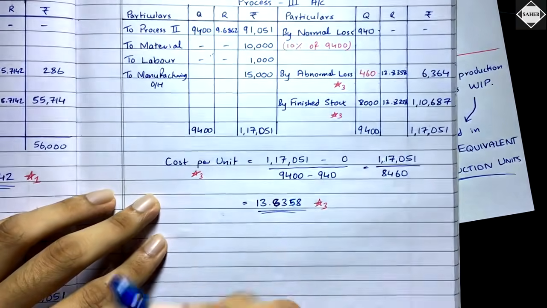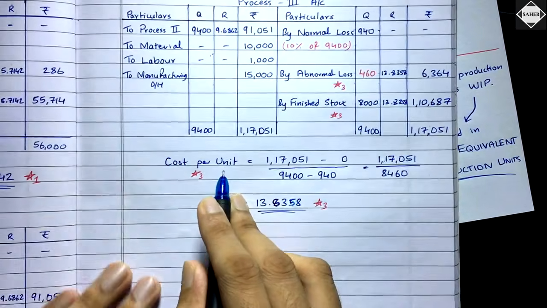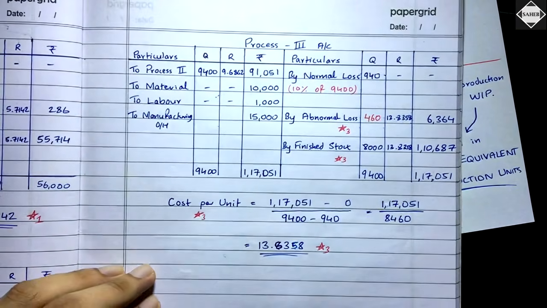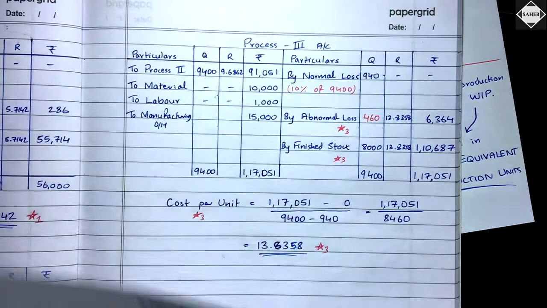Can't we just directly do as we used to do? What we used to do in the previous problems, we used to calculate cost per unit. How did we do that? We used to take the total cost. Let me show you the formula properly. What did we used to do?